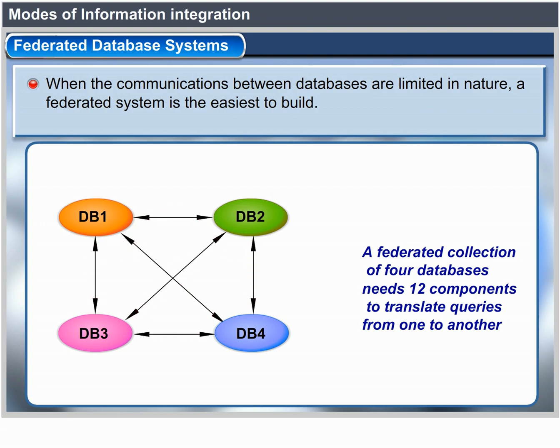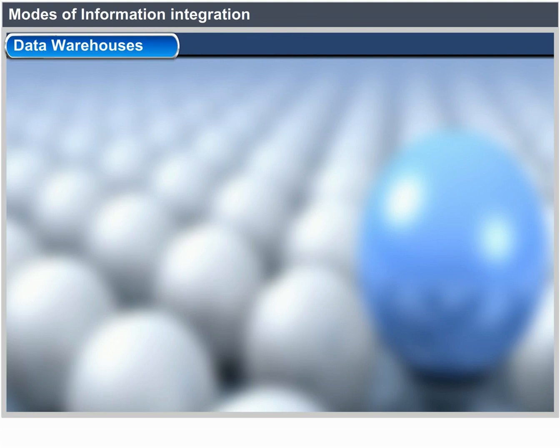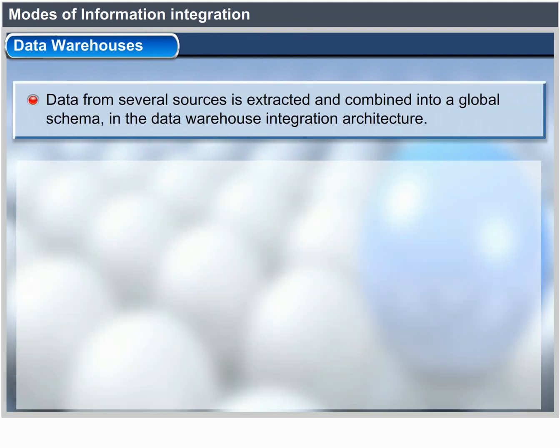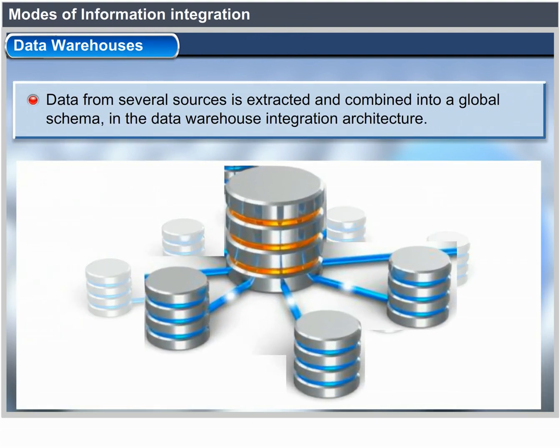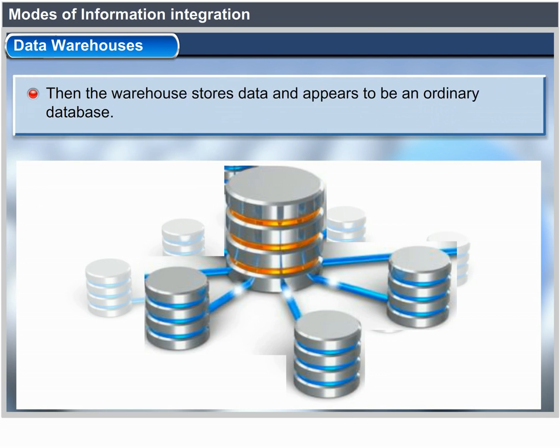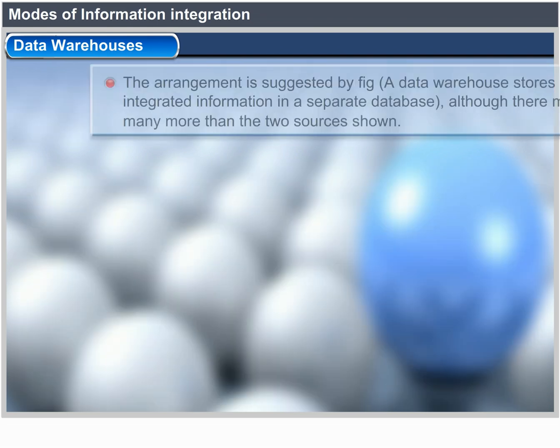Data warehouses. In the data warehouse integration architecture, data from several sources is extracted and combined into a global schema. The data is then stored at the warehouse, which looks to the user like an ordinary database. The arrangement is suggested by the figure.